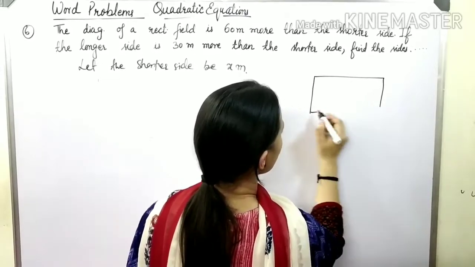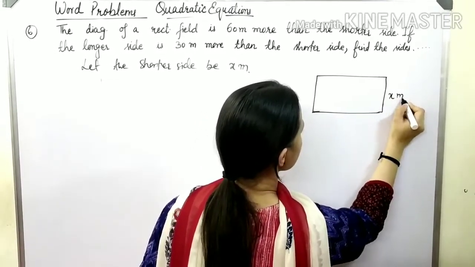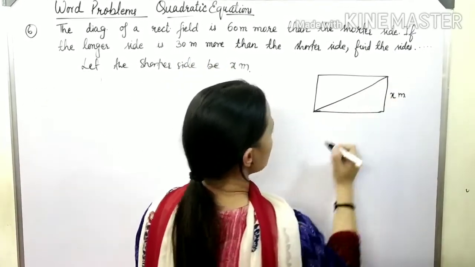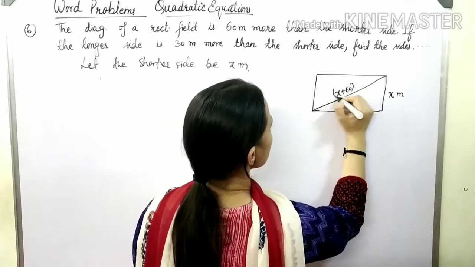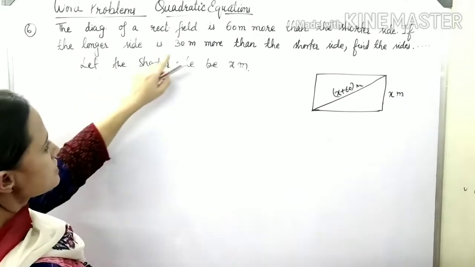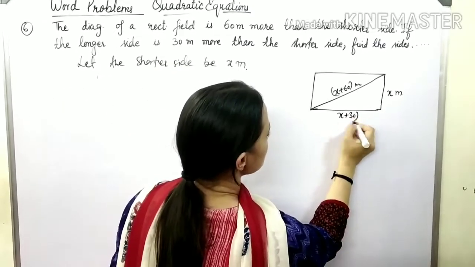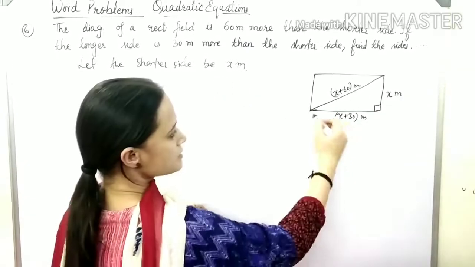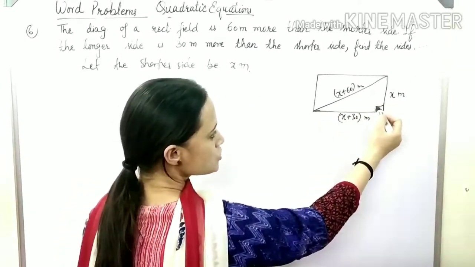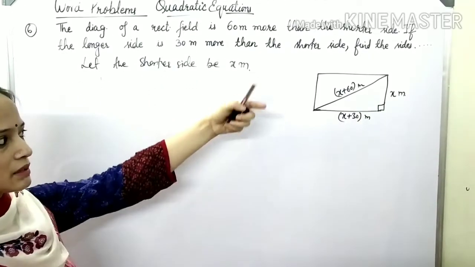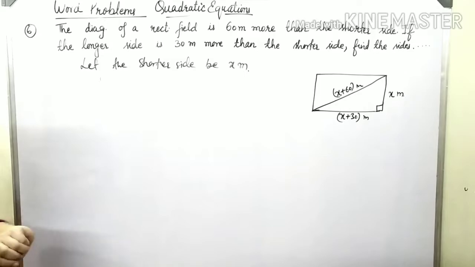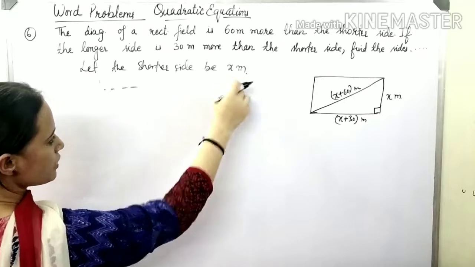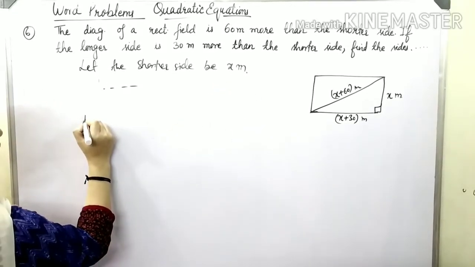Now the shorter side of this rectangle is x meters, the diagonal is 60 meters more than the shorter side. So this is the diagonal, 60 meters more than the shorter side, and the longer side is 30 meters more than the shorter side. This is how we get the figure, and since it is a rectangular field, we have a right angle triangle. So by applying the Pythagoras theorem, we can frame the equation here. The longer side is x plus 30, the diagonal is x plus 60 meters. You can write it yourself. I'm directly using the Pythagoras theorem.